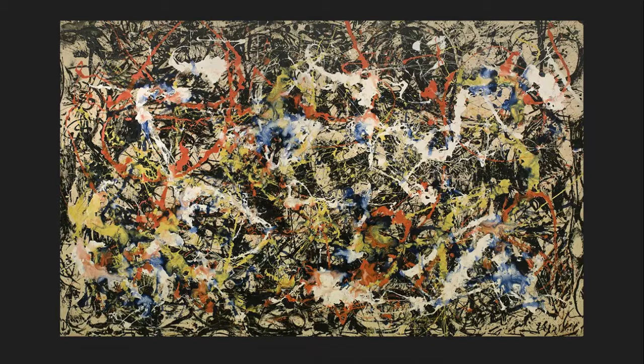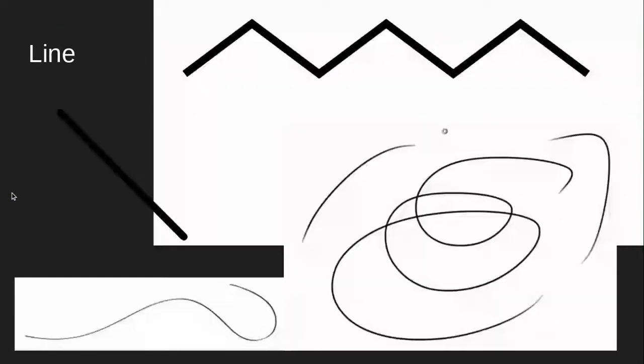Again, though, Jackson Pollock uses balance. The white is spread throughout the piece. The orange lines go everywhere. The yellows spread everywhere, and so are the blues. So he's balancing his artwork. I've used the word line a lot today.